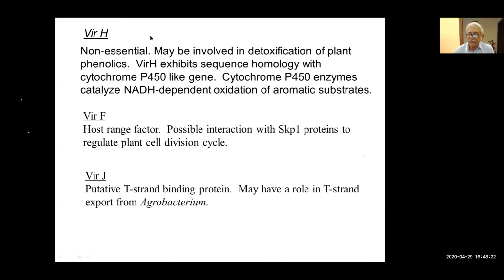Now the remaining three: Vir-H, Vir-F, Vir-J. Okay. Vir-H actually codes a protein which is very close to cytochrome P450.